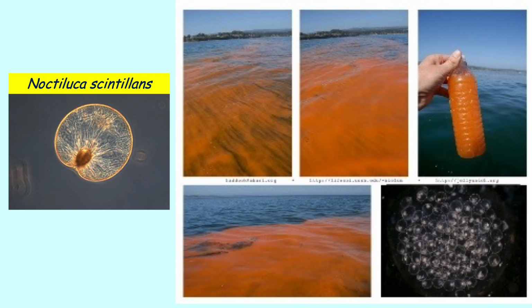Here is an example of a dinoflagellate, Noctiluca scintillans, that can discolor the surface of the ocean into the red color if it occurs in high concentrations. So Noctiluca can generate red tides.